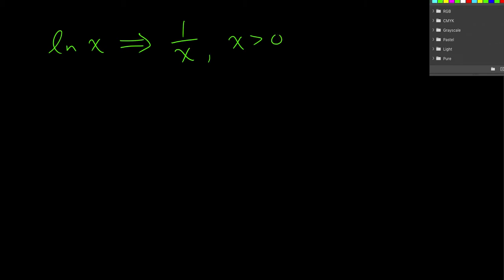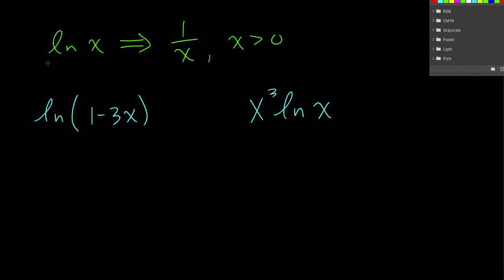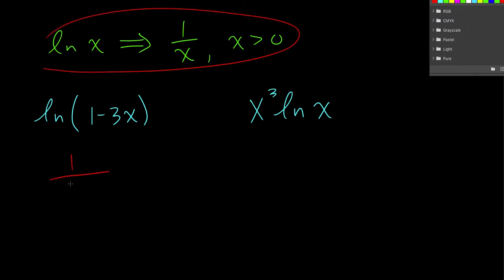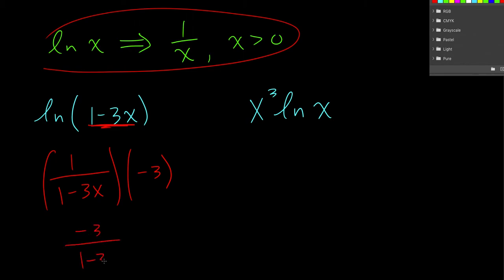All right, so let's do some examples. So we have natural log of 1 minus 3x, and then we also have x cubed natural log x. Okay, so what we want to do first is we just apply the rule, and so we say 1 over 1 minus 3x. Now, because this is inside the function, we need to apply the chain rule, and so we're also going to multiply that by the derivative of the inside. And then when we multiply those together, we get negative 3 over 1 minus 3x.